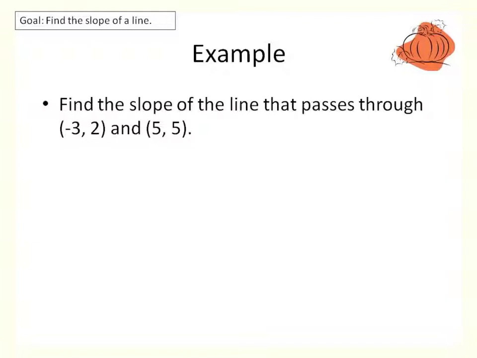So the next thing we're going to do is use that slope formula. We're going to find the slope of the line that passes through 2 points. I'm going to suggest that until you have the slope formula memorized, you write it out. So there's my slope formula.